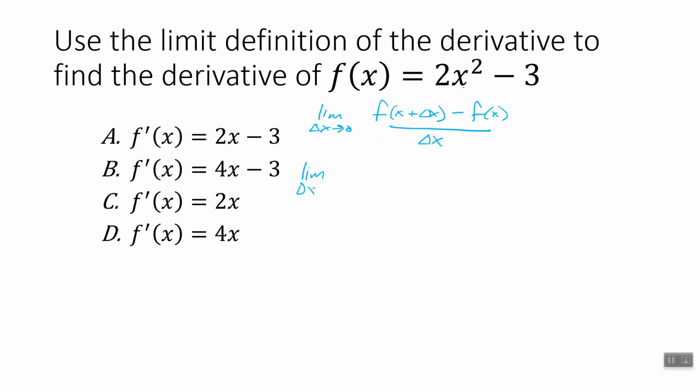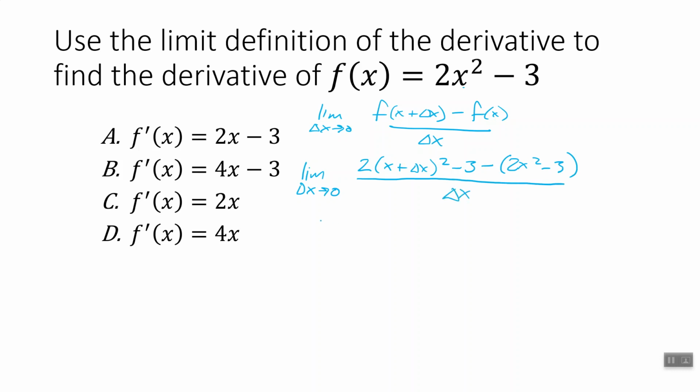If you want to try it on your own, go ahead and pause the video and try it on your own. Otherwise, I'm just going to keep working it out. So we're going to plug in x plus delta x. We've got 2 times that squared minus 3. So there's the first guy, minus. Then we've got the whole regular function to begin with. So 2x squared minus 3. And then it's all over delta x.